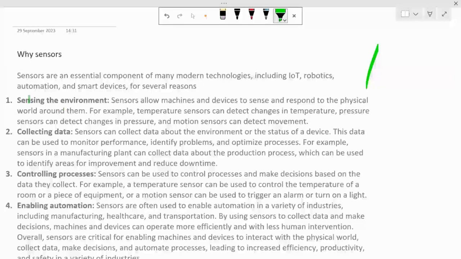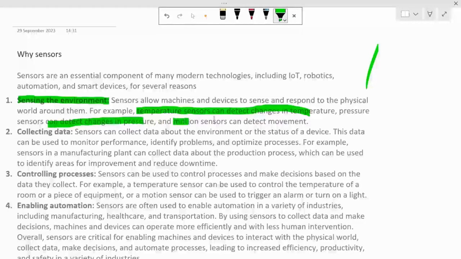The first thing sensors do is sensing the environment. Sensors allow machines and devices to sense and respond to the physical world around them. For example, temperature sensors can detect changes in temperature, pressure sensors can detect changes in pressure, and motion sensors can detect movement. So let's understand by an example.